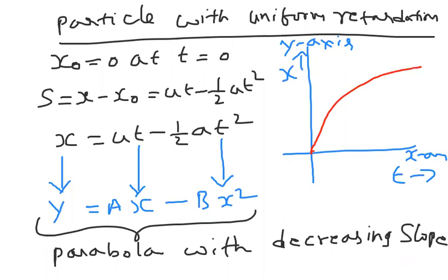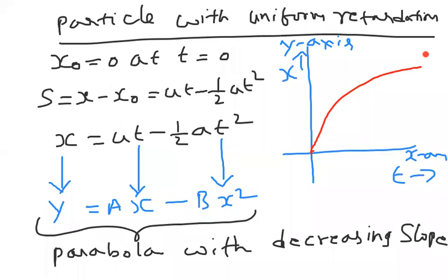So now we compare with the standard equation, the thing we found here, negative sign before x square. Negative sign means decreasing slope. Here positive sign, increasing slope. Like that, we have to discuss particle with uniform retardation. I hope you are clear with particle with uniform retardation.